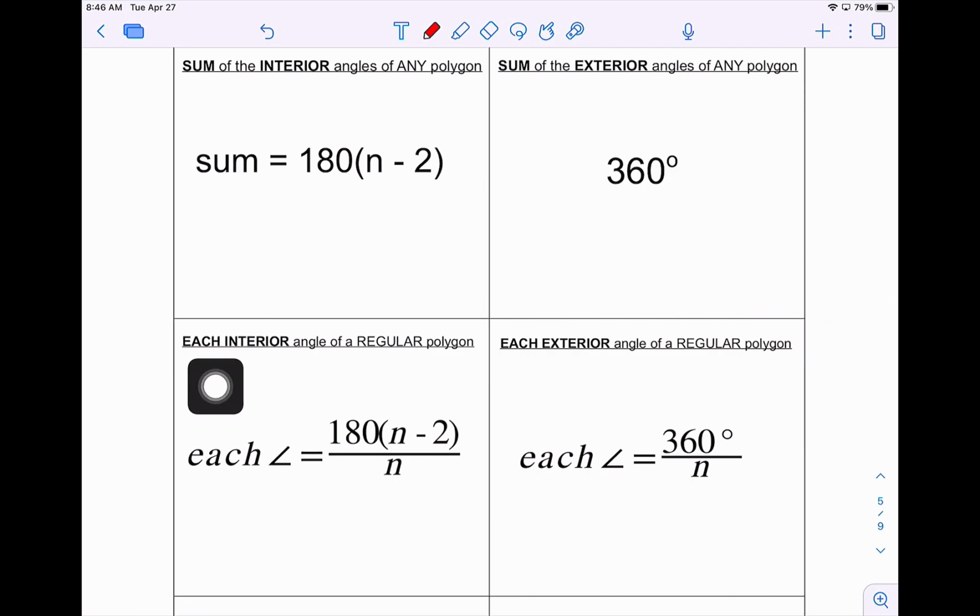Well, if you notice right here, they use "each" rather than "the sum," but we're talking about interior angles, therefore it's got to be one of these two. And I'm not looking for the sum, I'm talking about each individual angle. I'm talking about one, okay? And so this is the formula that we're going to end up using, where we take the sum and then divide it equally amongst all the angles since it's a regular polygon.